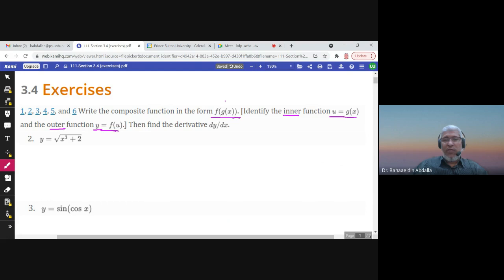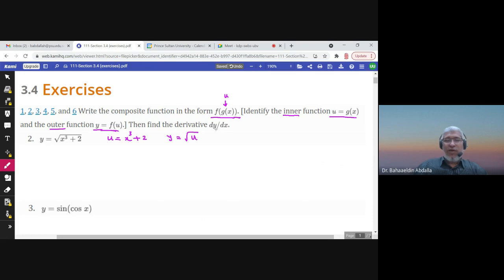So this is the inner function. We call it u, and then the outer function would be f of u, and we will call it y. So here, for example, the inner function is x cubed plus 2, so we call it u. And then we have square root of u. That's the outer function. Then y would be equal to square root of x cubed plus 2, or u.